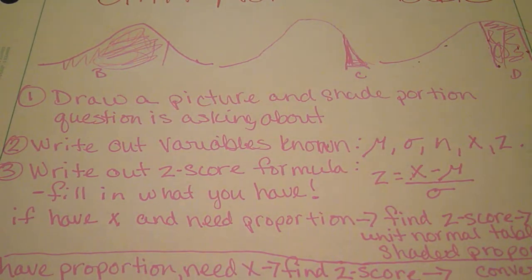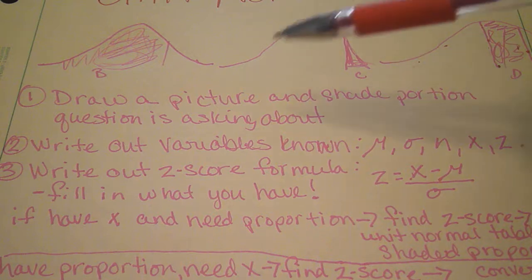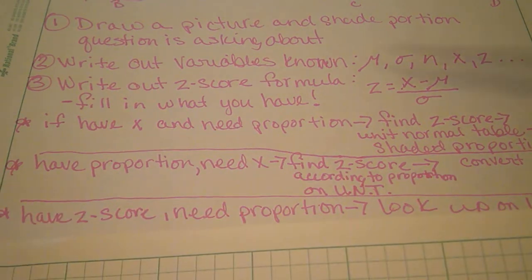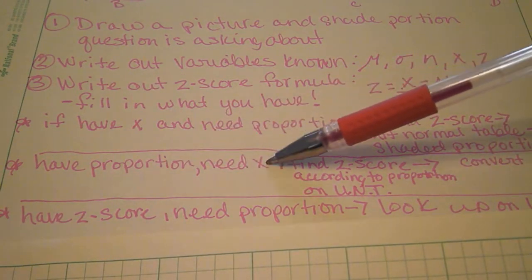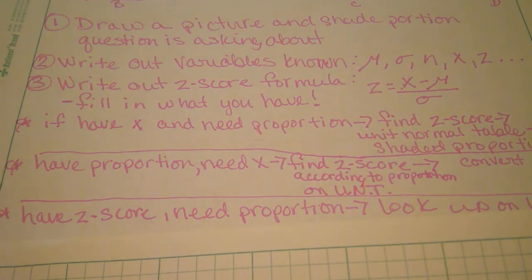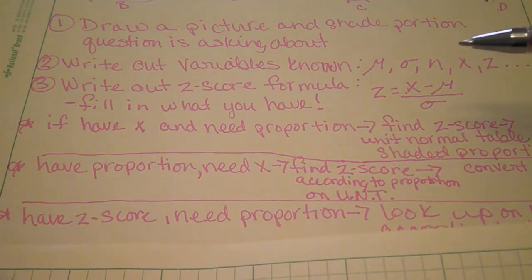You write out all your variables. This helps because when we get to the next step, the unit normal table is based off of z-scores. So if you have an x and you need a z-score, then you're going to have to transform it into a z-score. If you have a proportion or percentage and you need to find an x, you need to find the z-score related to that proportion and convert it to an x. If you have a z-score and need a proportion, you look it up in the unit normal table.